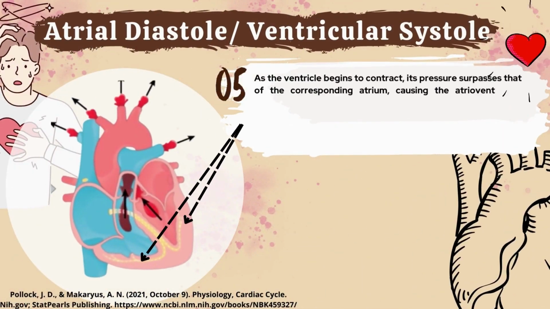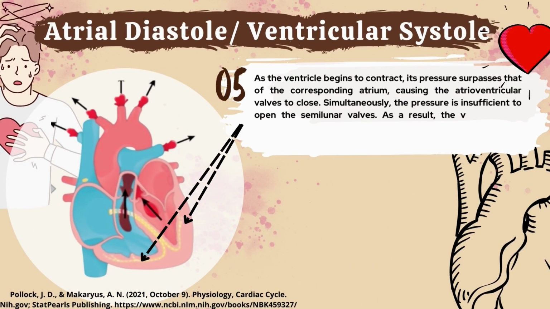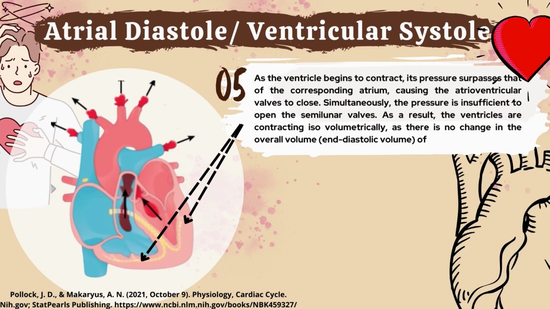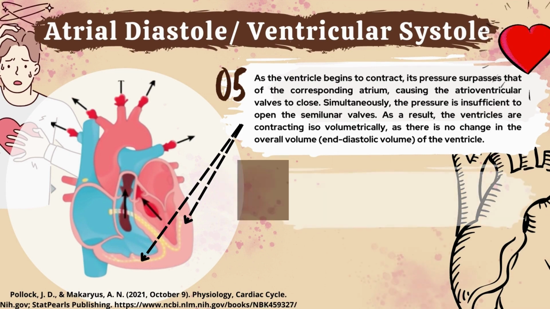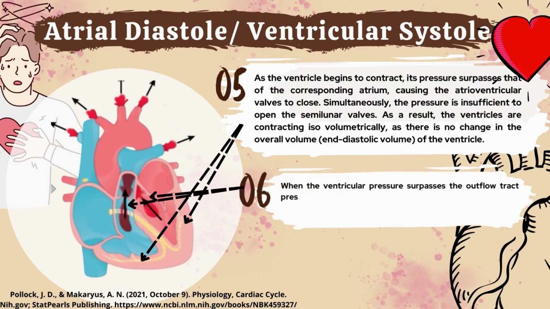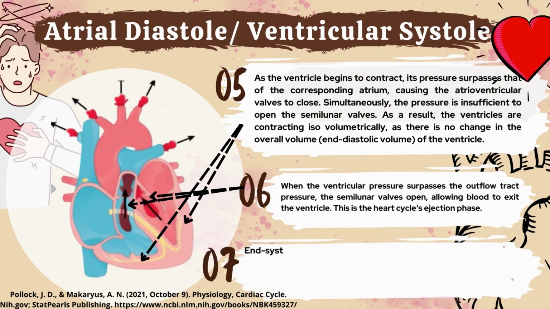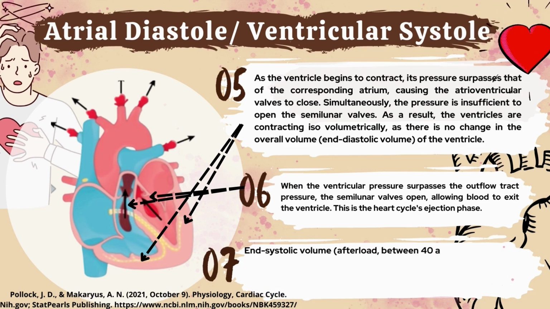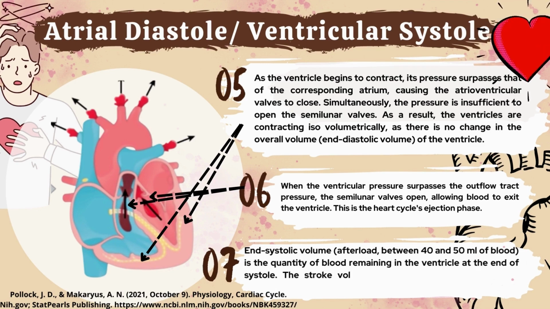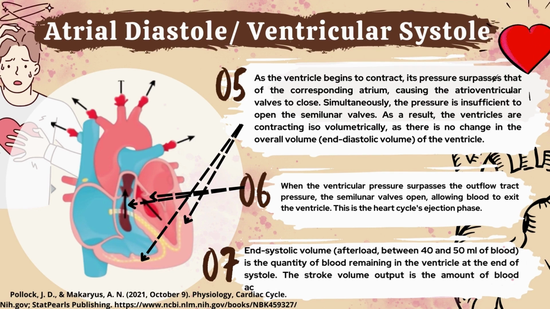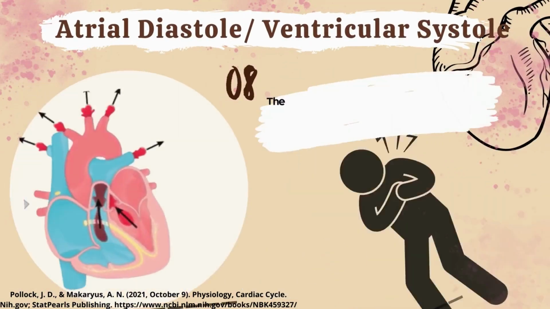As the ventricle begins to contract, its pressure surpasses that of the corresponding atrium, causing the atrioventricular valves to close. When the ventricle pressure surpasses the outflow tract pressure, the semilunar valves open, allowing blood to exit the ventricle. End systolic volume, between 40 to 50 ml of blood, is the quantity of blood remaining in the ventricle at the end of systole. The stroke volume output is the amount of blood actually discharged from the ventricle.